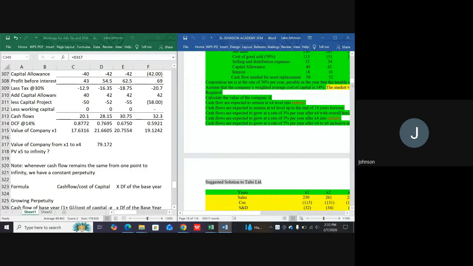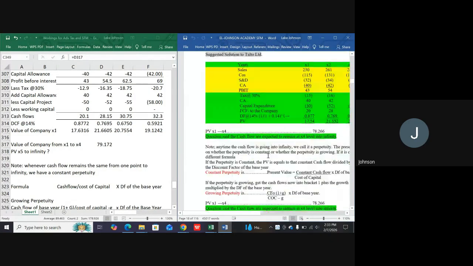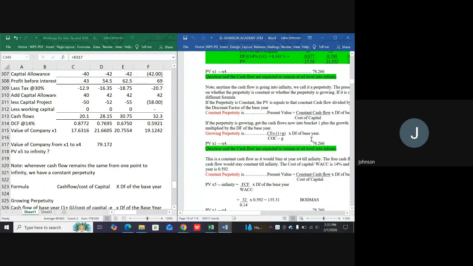So let's look at that formula for growing perpetuity so that you understand it well. This is the formula, exactly the way I told you. You have your cash flows of the base year, times bracket 1 plus G. You close your bracket. Then you say divided by cost of capital minus the growth rate. Then you multiply everything by the discount factor of the base year. So I give you guys the next 7 minutes to answer that.